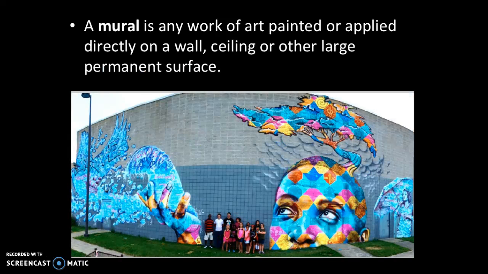So a mural is any work of art that is painted or just applied directly onto a wall, a ceiling, or any large permanent surface. On this picture down below, you can see this mural is very large compared to the people standing in front of it. It is painted on the side of a building. So any permanent surface like a building or a wall that is very large can have a mural on it.